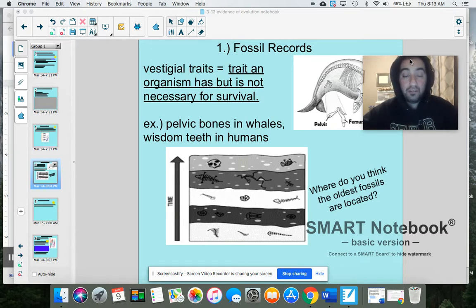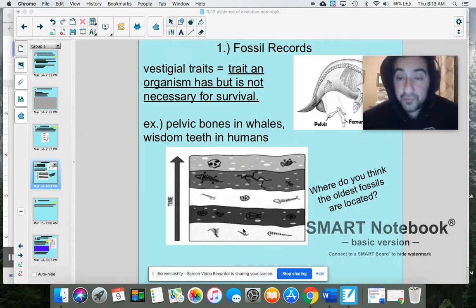All right, so take a look at this diagram. I want you to brainstorm about this question. Where do you think the oldest fossils are located? If you take a look at the diagram, as you start from the bottom and go to the top, time is increasing. And if you said the oldest fossils are located at the bottom, you are correct.